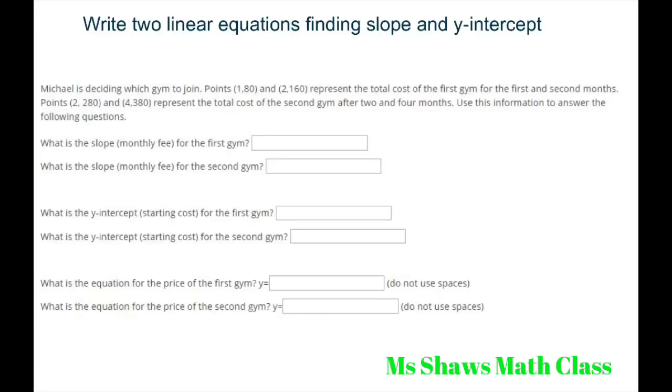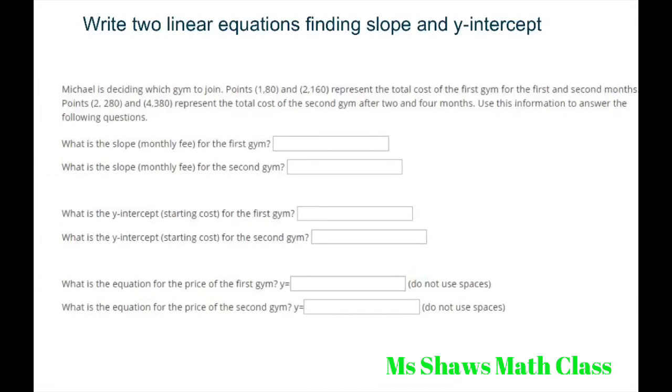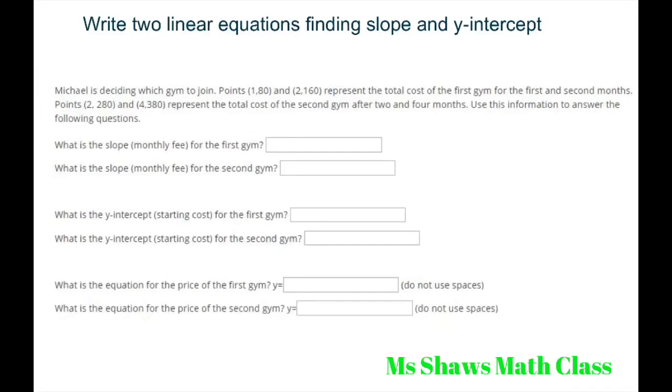Hey everyone, we're going to write two linear equations finding slope and y-intercept based off this word problem. So basically what it says is Michael is deciding which gym to join. Points (1, 80) and (2, 160) represent the total cost of the first gym for the first and second months. That's your 1 and 2 here.